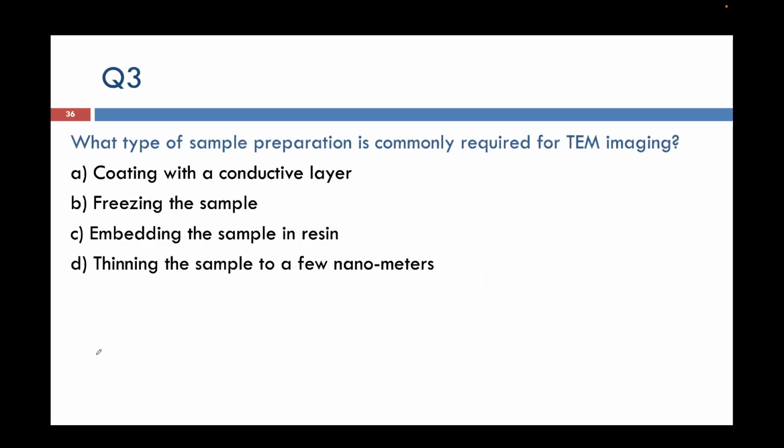What type of sample preparation is commonly required for TEM imaging? Coating with a conductive layer, freezing the sample, embedding the sample in resin, thinning the sample to a few nanometers. Coating with a conductive layer is done in the case of AFM, not in TEM, right? So not in TEM. Freezing the sample, no, this is not the correct answer. Embedding the sample in resin, no, this is also not the correct answer. We put it in resin, then we thin it down to a few nanometers. So this is the correct answer. The correct answer is D.